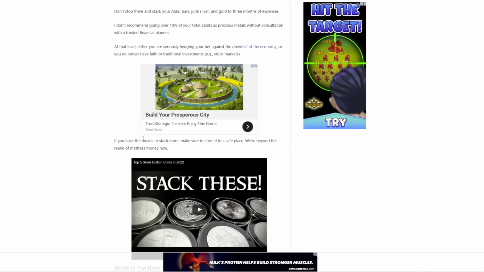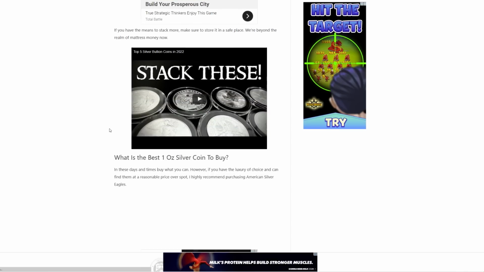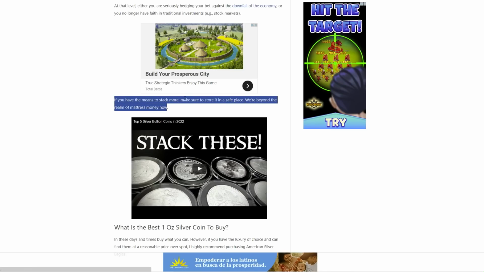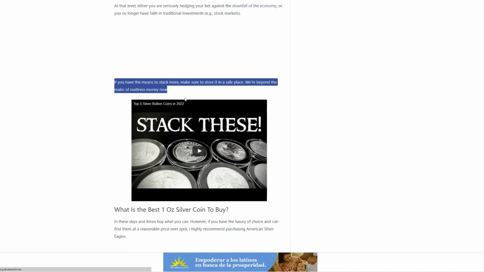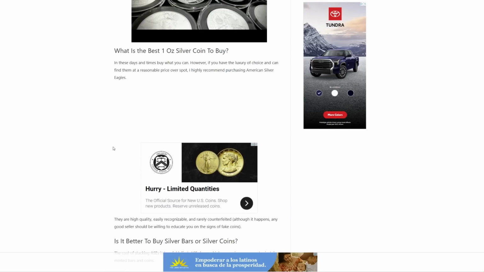That is definitely true. If you're someone that doesn't trust the economy or realizes that the dollar's lost 98% of its purchasing power and we're $32 trillion in debt, then why not? And this is kind of what I answered in that comment where the guy said, I have 600 ounces. Is that enough? If you have a means to stack more, make sure you have it in a safe place. We're beyond the realm of mattress money now. Yeah, you can't fit 600 ounces of silver in a mattress. But if you do have enough to keep moving on, why stop?